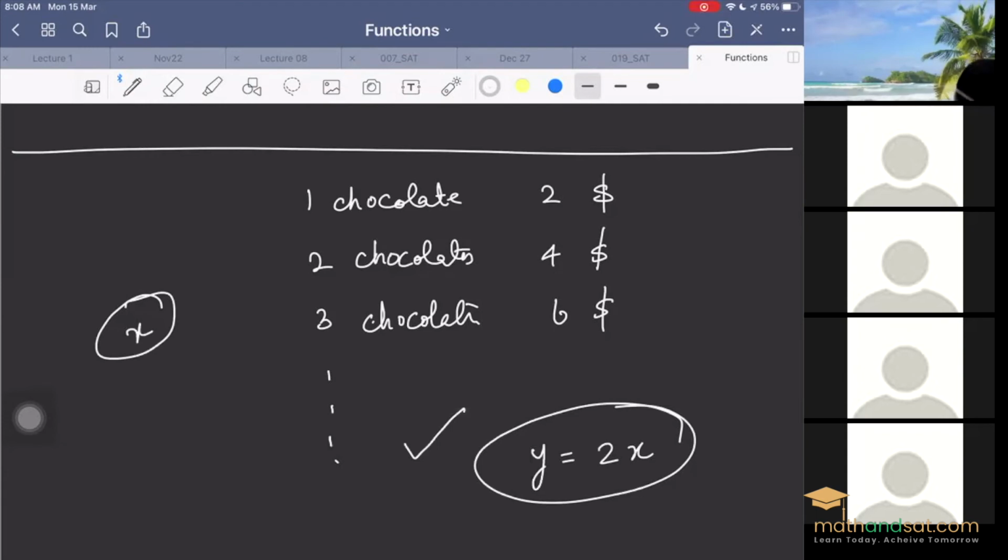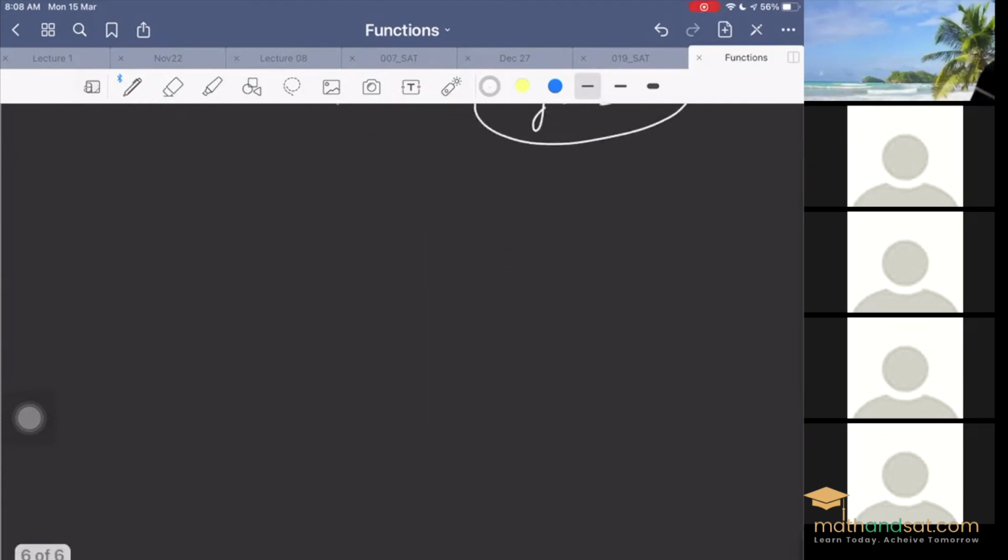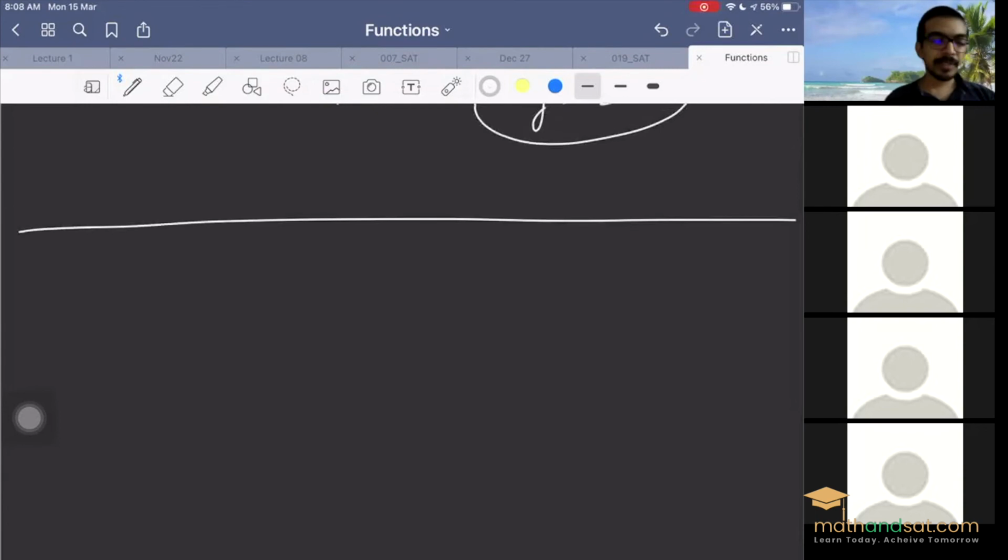I'll give you some simple examples, and at the end of the class, I'll also share a problem sheet for the next week. For the next week, I'll share a problem sheet based on what we discuss. The simple ideas. A very simple idea of linear functions.